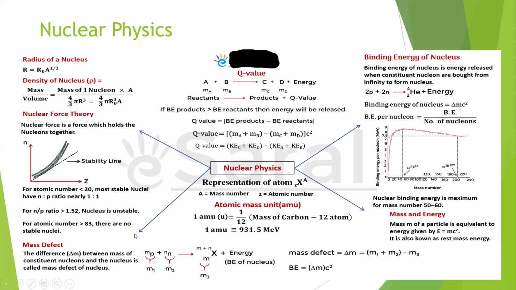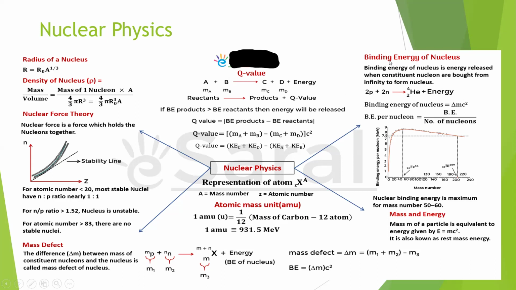Here is a representation of an atom where X is your particular atom, A is your mass number, Z is your atomic number. 1 AMU is equal to 1 by 12 the mass of a carbon-12 atom. 1 AMU is equal to 931.5 MeV. Okay, so these are the major ones.